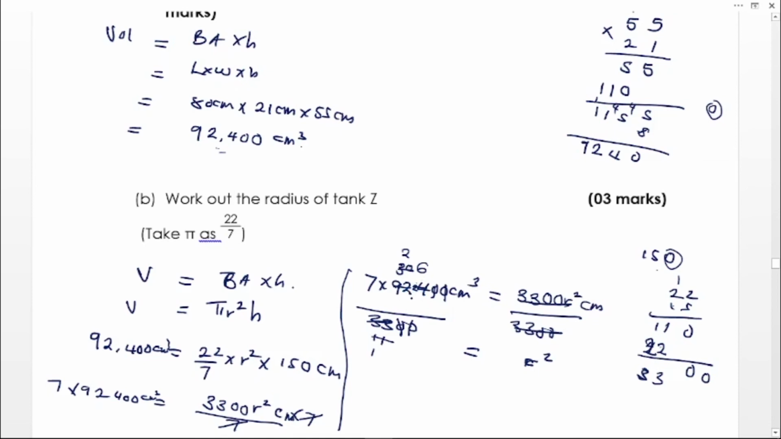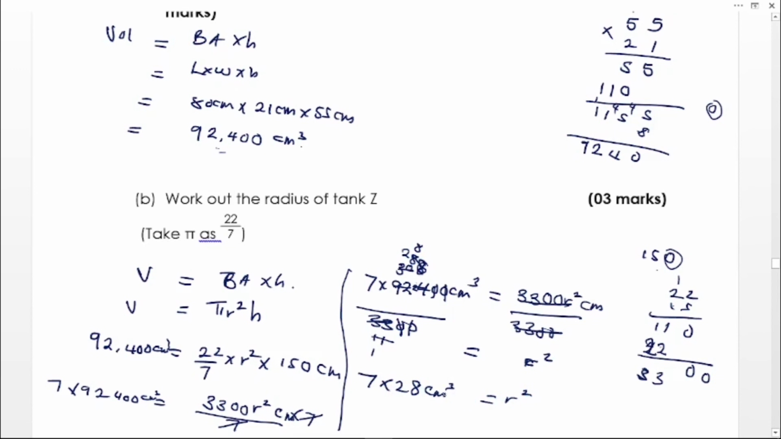Then that 24 here is giving us 8. This one, remainder, this is an 8. Now if this is an 8, then by 11, how many 11s are here? They are going to be 2 11s, that's 22, then 22 remainder 8, then this one becomes 88, then 88 by 11 is 8. So we are having 7 times 280 centimeters cubed, giving us r squared.